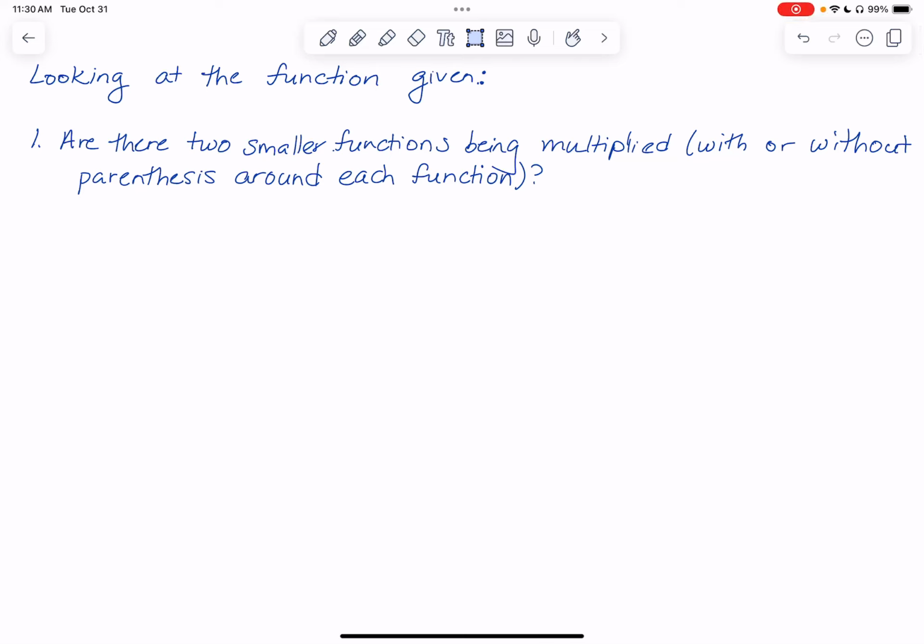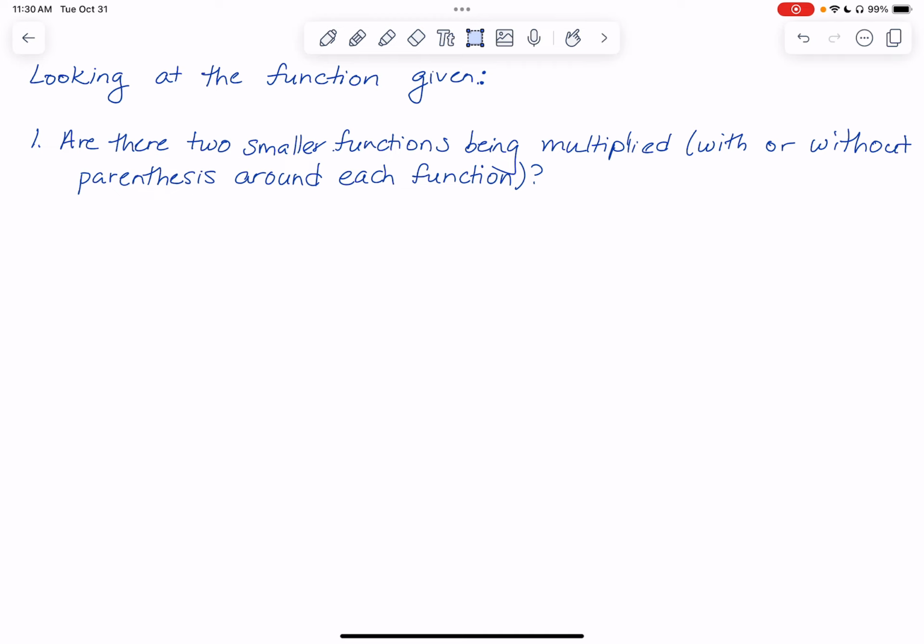Hi folks, I wanted to take a few minutes and do a couple of quick videos to go over the product rule, the quotient rule, and the chain rule. So this video right here is on the product rule. It's probably the first thing that I look at when I look at a function.